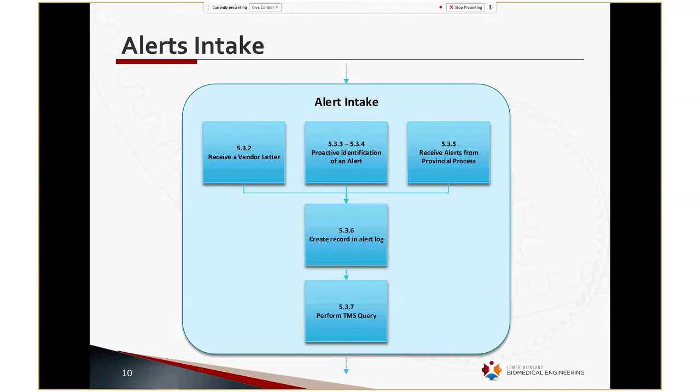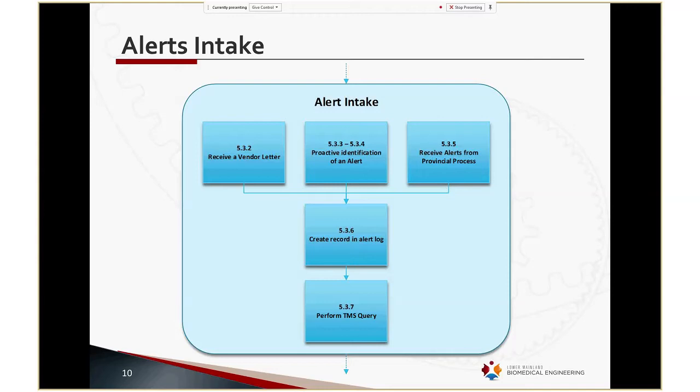Proactive identification of alerts involves any alerts that we proactively identify. We might see something, let's say, that Health Canada has distributed. We might read about something in the news even. We might see an alert published on a vendor or manufacturer's website, but we haven't received it directly from them yet. So that's more of our own going out and looking for alerts. And then lastly, where we receive most of our alerts is from that provincial process and that action item list that PHSA Supply Chain sends out once a month.